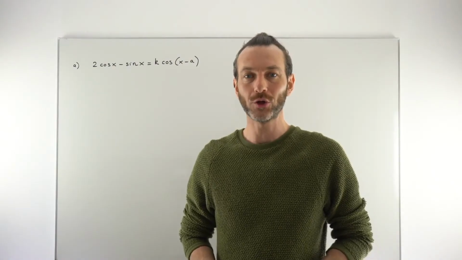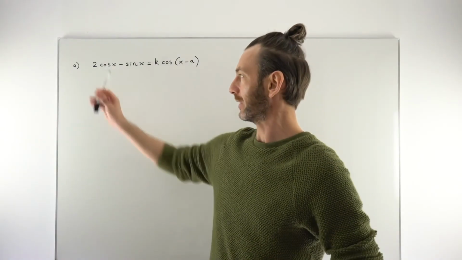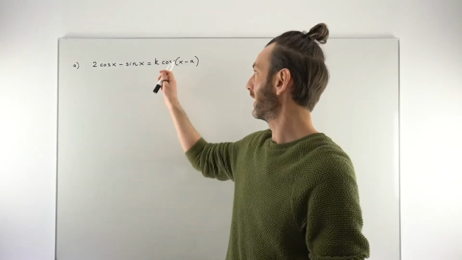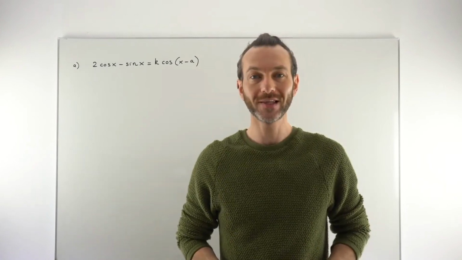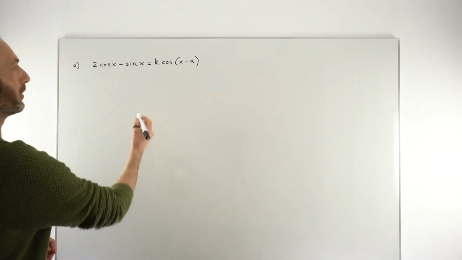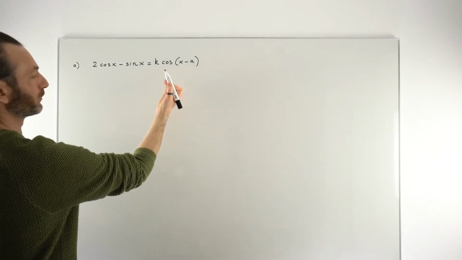In part a of this question, we're asked to take this trigonometric expression 2 cos x minus sin x and write it in the form k cos(x minus a). So this is a classic wave function question, very common questions in higher maths. Really an application of the addition formula.